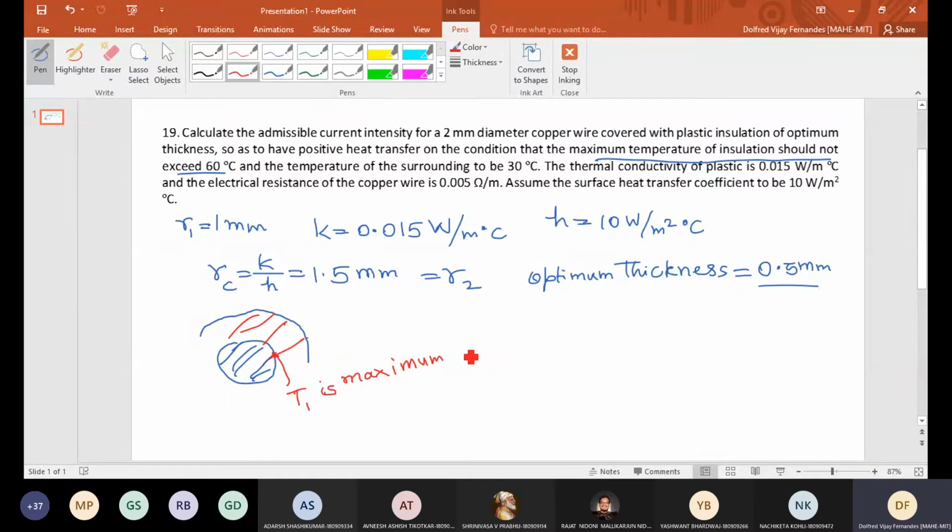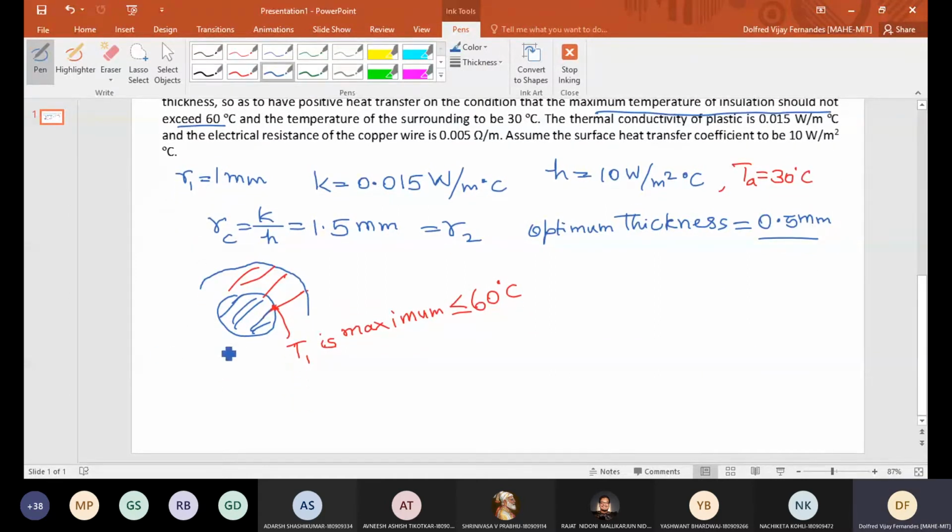So T1 is maximum, the surface temperature of the wire is the maximum, and that should not be more than 60 degrees because the insulation temperature cannot exceed 60 degrees. It should be less than or equal to 60 degrees. The outside air temperature and H value are given. Air temperature TA is given as 30 degrees centigrade. So we can now calculate the heat transfer through the insulation.